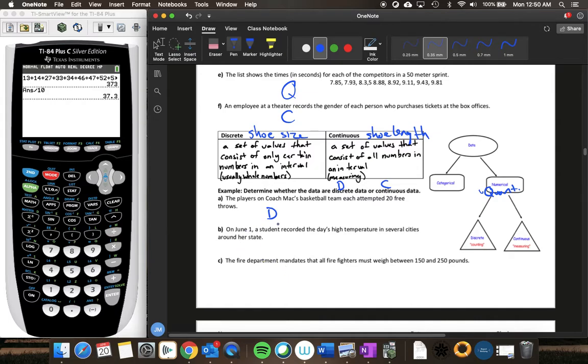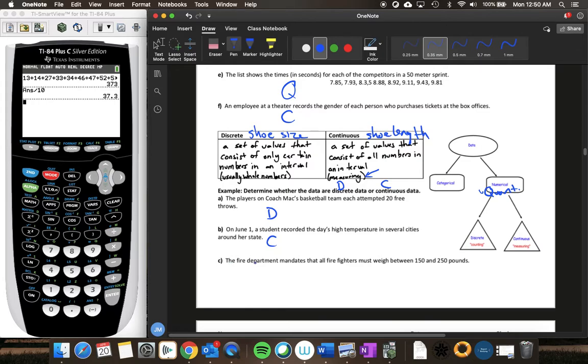All right, for part B, on June 1st, a student recorded the day's high temperature in several cities around her state. So maybe 72 degrees, maybe 75 degrees. If you got a little more specific, you could probably say 74.1 degrees or 71.2 degrees. We're not really limited by these whole number values. That's going to make this continuous data. Again, this is where this idea of measuring becomes kind of important.